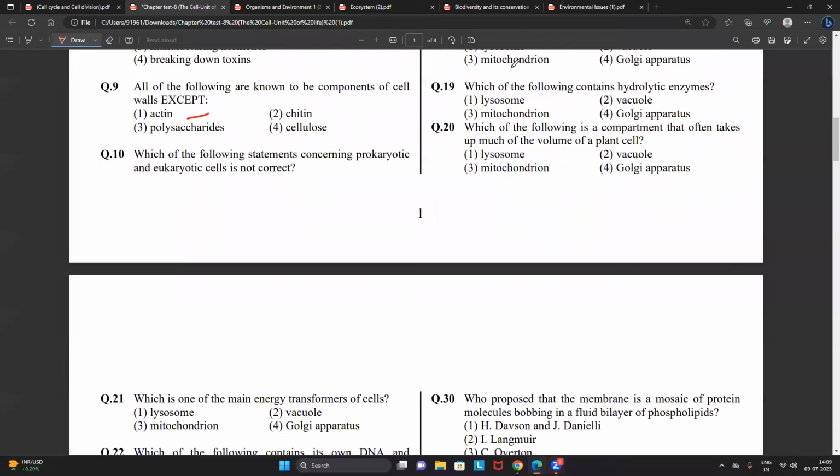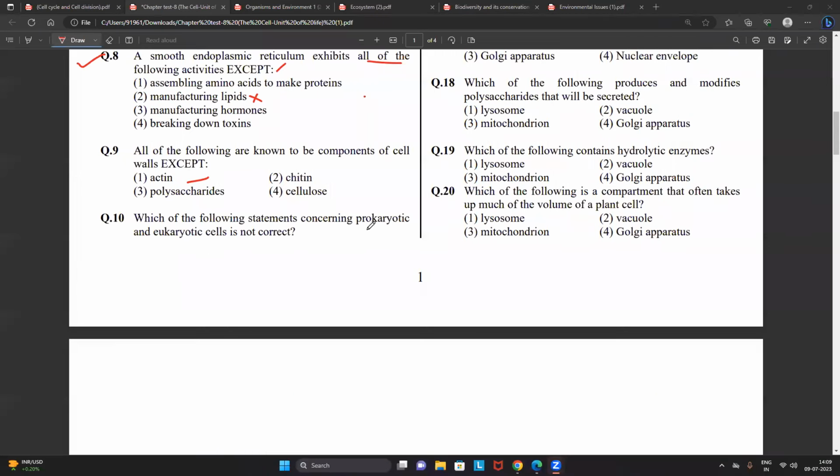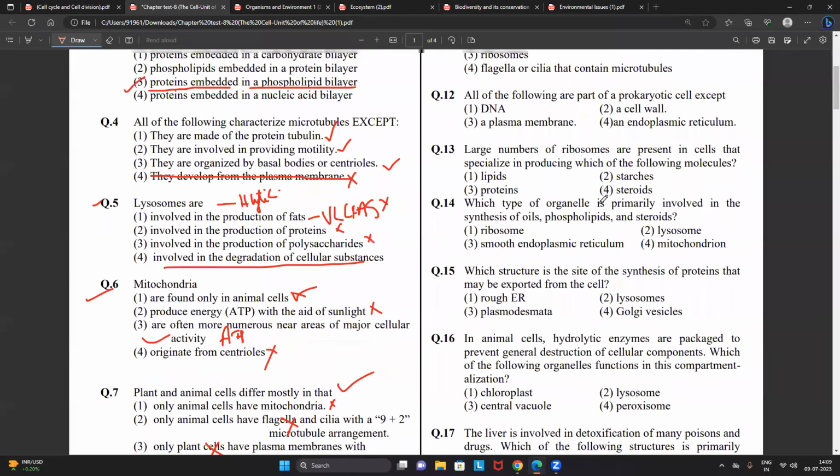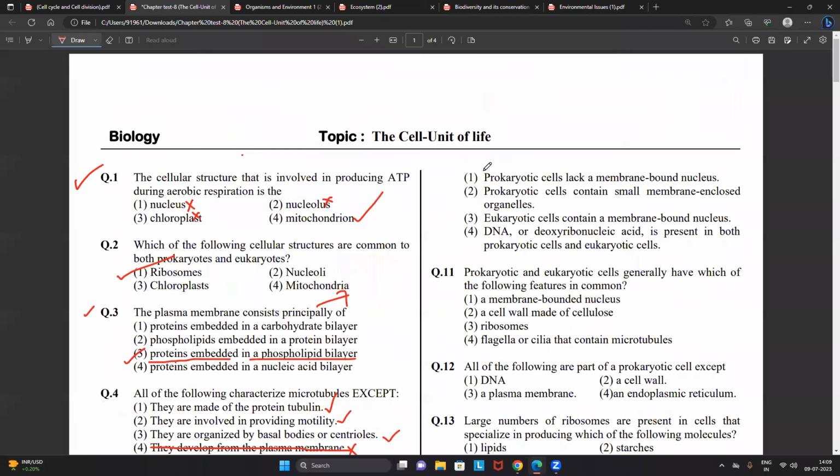Then question number 10. Question number 10 says, which of the following statements concerning the prokaryotic and eukaryotic cell is not correct? Once again, please look into the question, friends. They're asking which is not correct. Option 1, prokaryotic cells lack a membrane-bound nucleus. Option 2, prokaryotic cells contain small membrane-enclosed organelles. Option 3, eukaryotic cells contain a membrane-bound nucleus. Option 4, DNA or deoxyribonucleic acid is present in both the prokaryotes and eukaryotes.